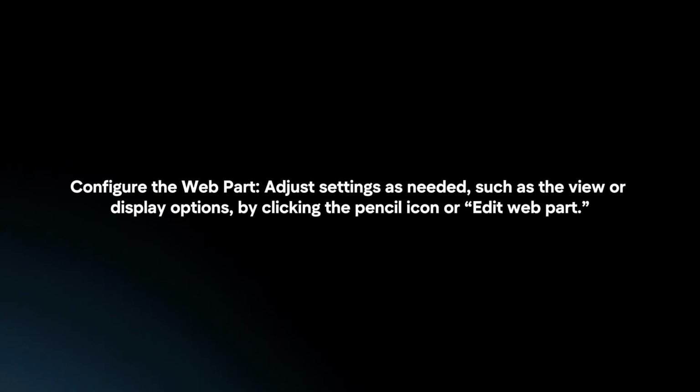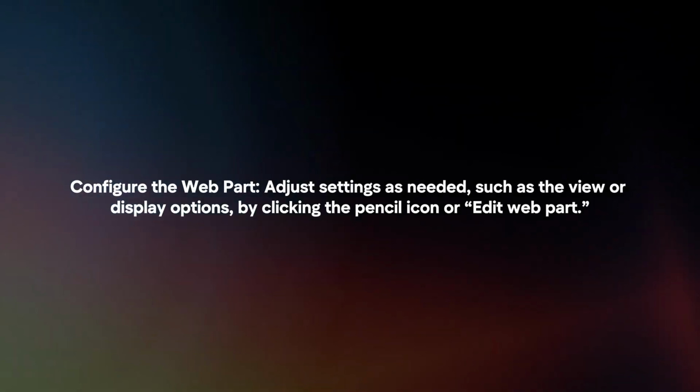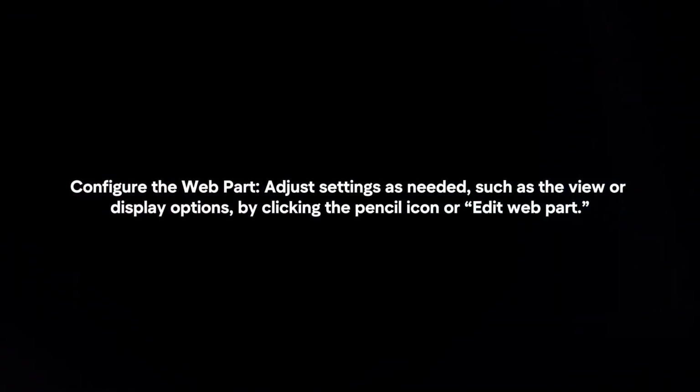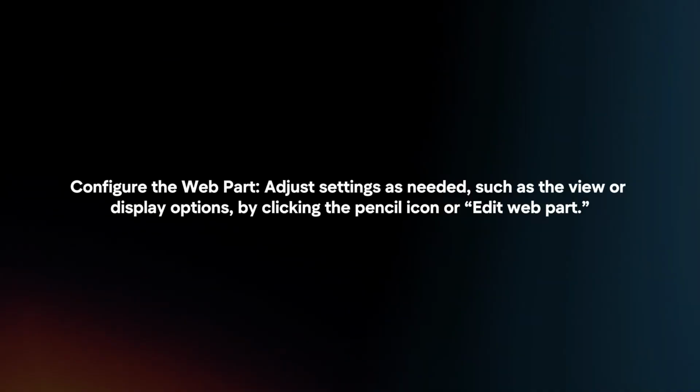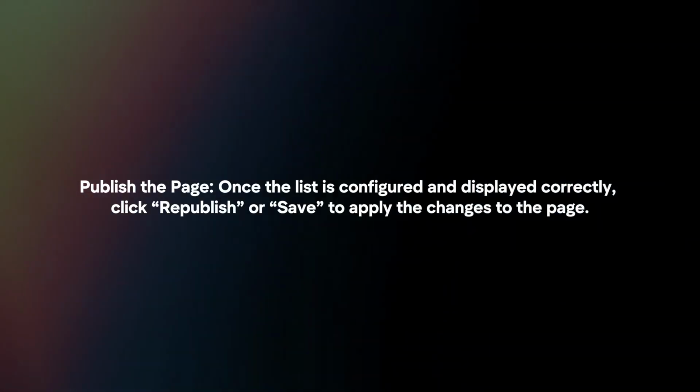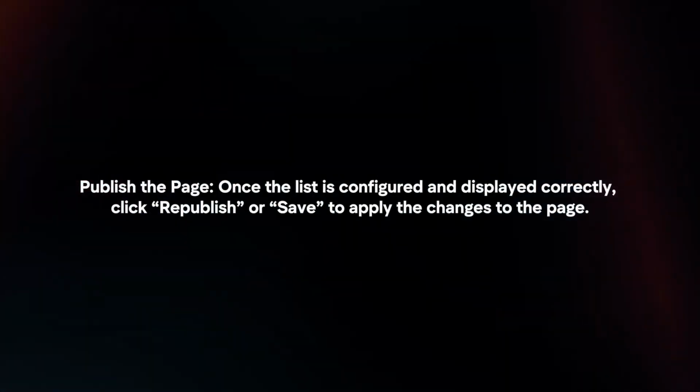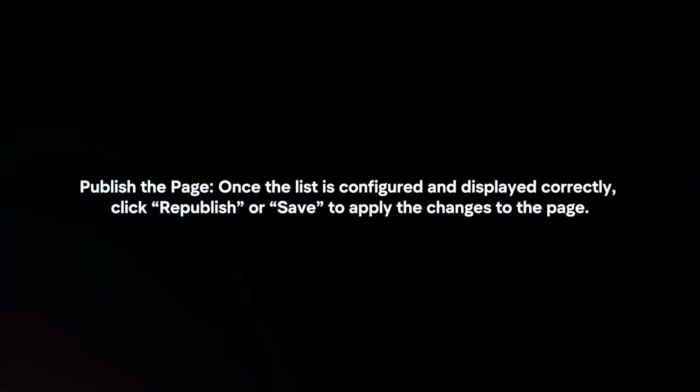Configure the web part. Adjust settings as needed, such as the view or display options, by clicking the pencil icon or Edit web part. Publish the page. Once the list is configured and displayed correctly, click Republish or Save to apply the changes to the page.